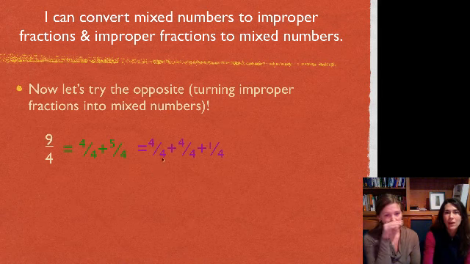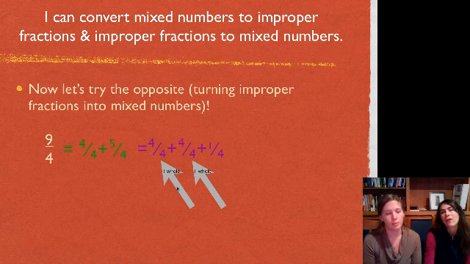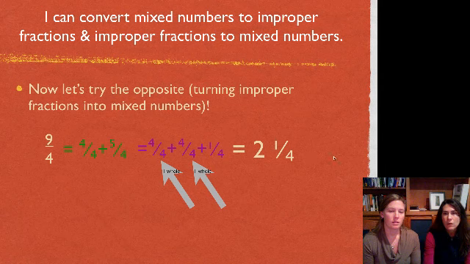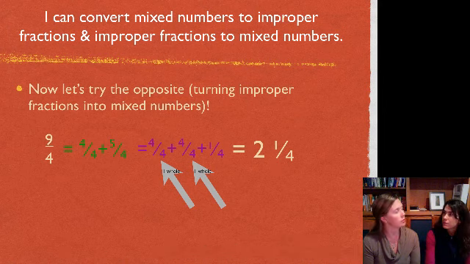So now it's broken up like this. I have 4/4 plus 4/4, and then I just have this little leftover part right here. So as a mixed number, here are my wholes. Then I'm going to get 2 1/4. So we're just sort of breaking it down. Yep. Pretty much backwards from what you did before.